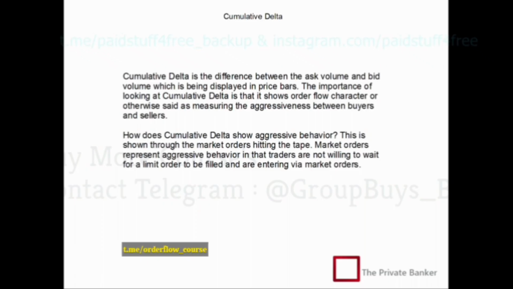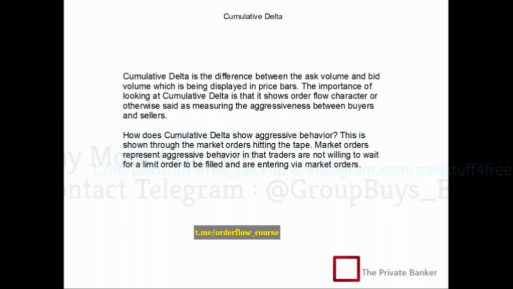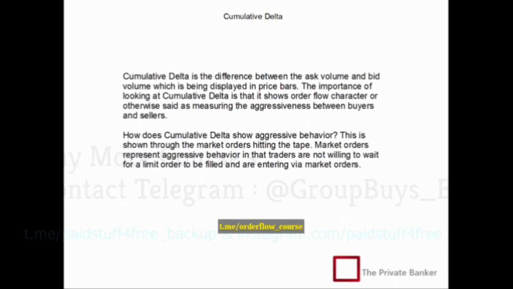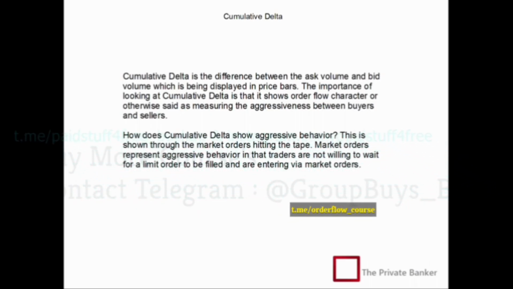So first of all, we need to ask, what is cumulative delta? Well, cumulative delta is simply the difference between the ask volume and bid volume, which is being displayed in price bars. The importance of looking at cumulative delta is that it shows order flow character, or otherwise said, it measures the aggressiveness between buyers and sellers. So how does cumulative delta show aggressive behavior? This is shown through the market orders hitting the tape. Market orders represent aggressive behavior, in that traders are not willing to wait for a limit order to be filled and are entering via market orders.